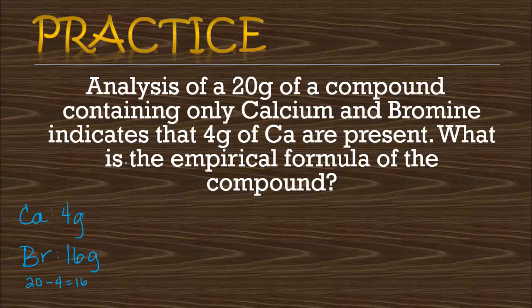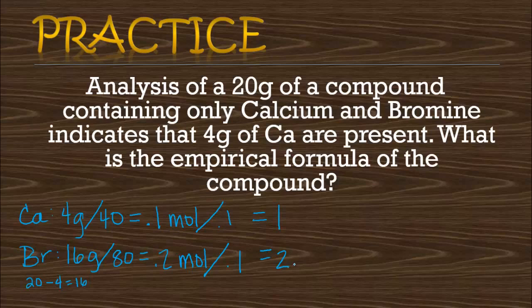So I have grams. Divide through by your molar mass. So Ca is 40, Br is 80. So Ca comes out to 0.1 moles. Br comes out to 0.2 moles. Now I still divide through by the lowest number of moles, so divide by 0.1, and I'm going to get 1 and 2. So here's the ratio I'm going to use to build CaBr2. So again, just another way of using math to get the formula.